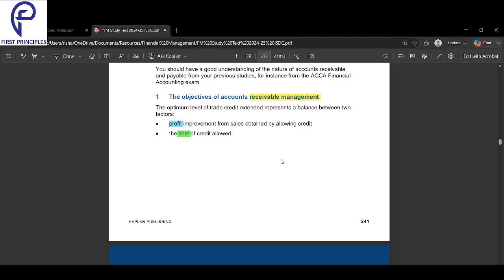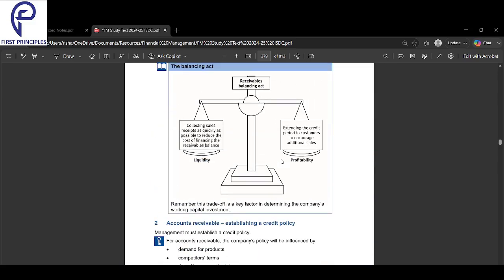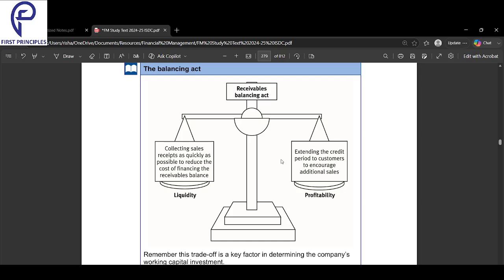So you have to make sure that you manage it in an optimal way so that you have profitability also and you have liquidity also. If you give too much, it's a problem.